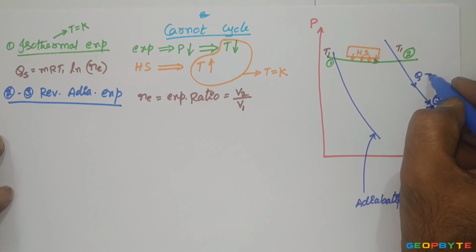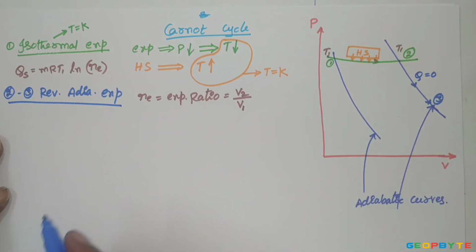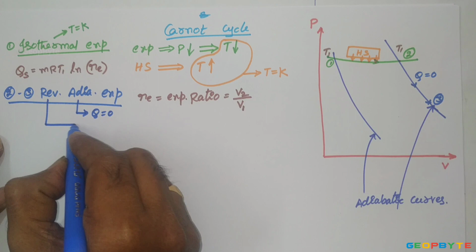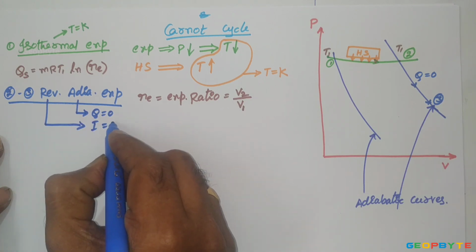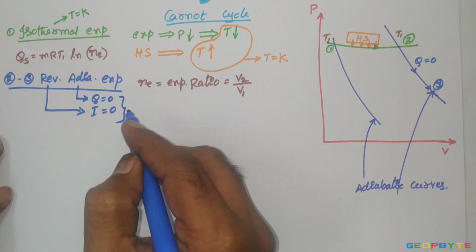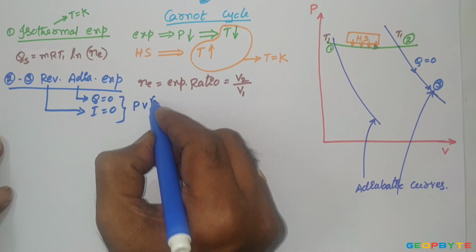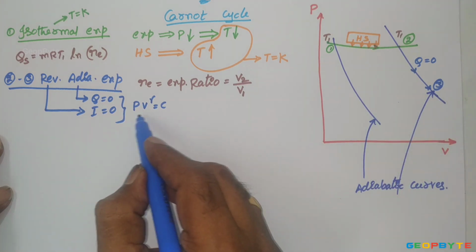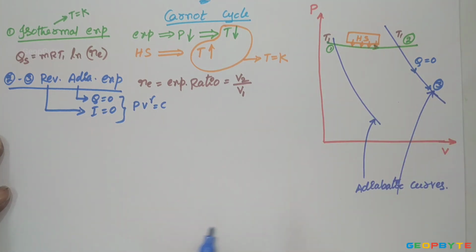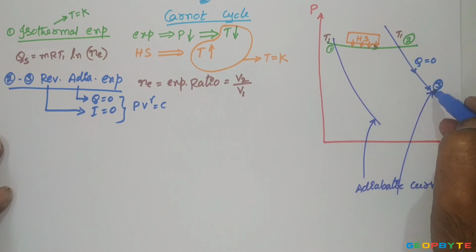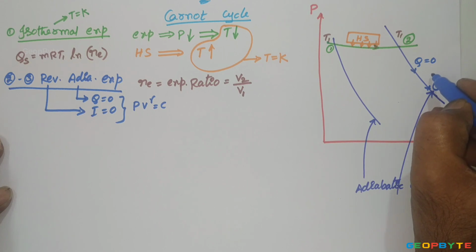In this process, heat transfer equals 0 because it is an adiabatic process. Adiabatic means heat transfer Q equals 0. Reversible means internal irreversibility psi equals 0. Then the rule for this kind of process is PV^gamma equals constant. That means these two curves follow the rule PV^gamma equals constant. Then the relation between temperature and volume: during the adiabatic expansion, along with pressure, the temperature is dropping from T1 to T2.